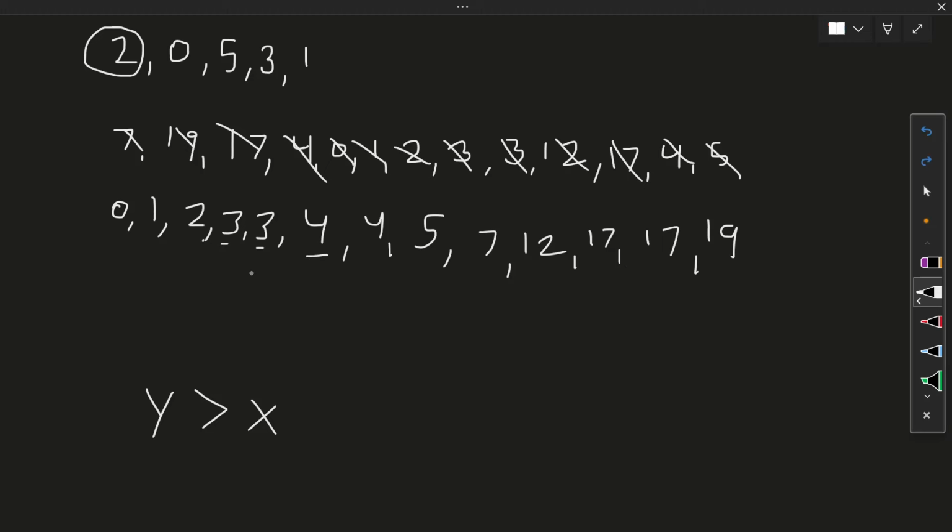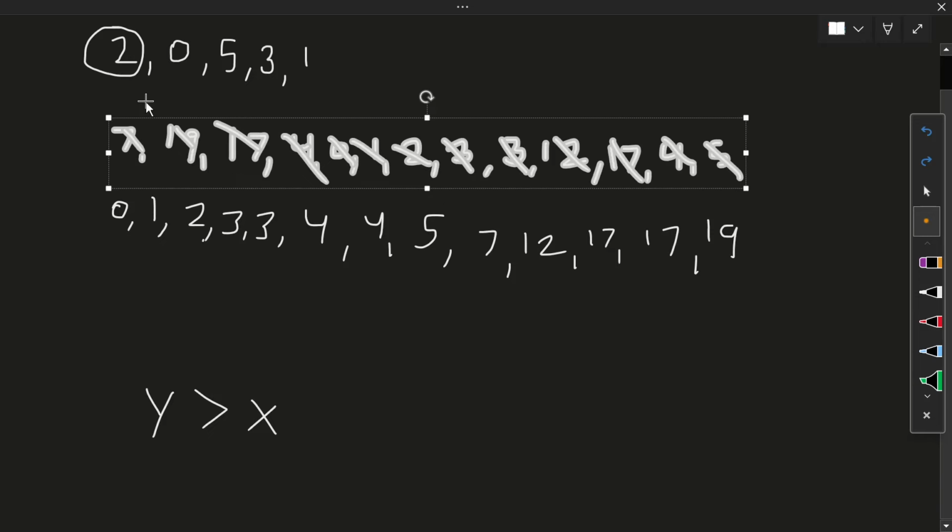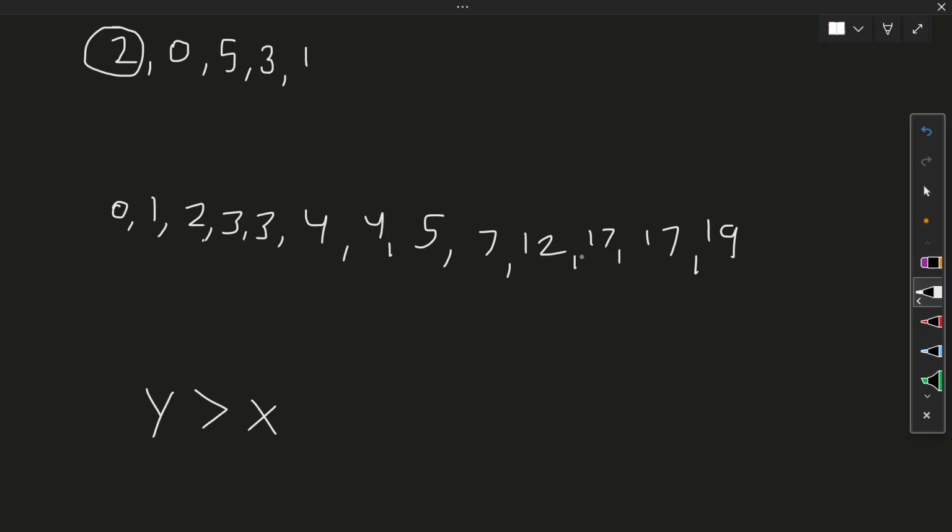This is true, so why not apply binary search? Here we have to apply binary search and find out the index. The index is this. After this value, all the values on the right hand side, including this value, satisfy y greater than x. So in this case, it is true. But we have some exceptions.